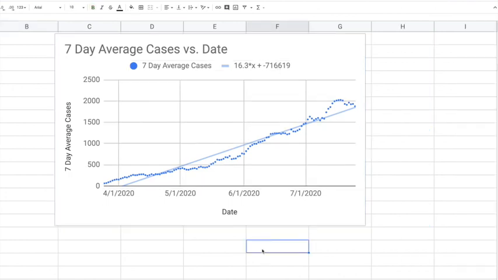Now, basically what this line is telling us is how many cases it's going up per day. So if you had 10 cases on day one, day two is going to have 26 cases. Day three is going to have 42 cases. That's how the line of best fit is found using a spreadsheet. It is much easier than doing it by hand.